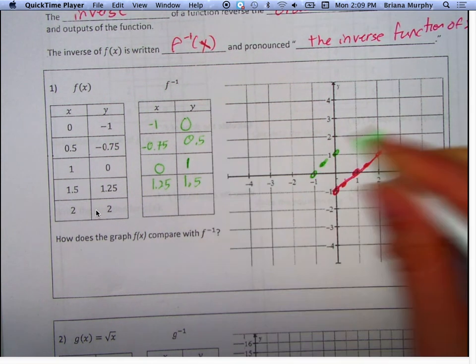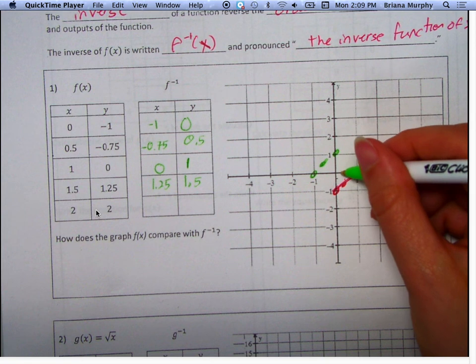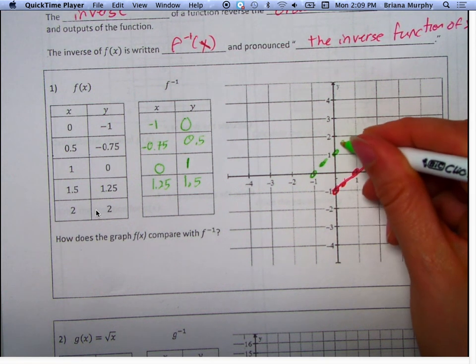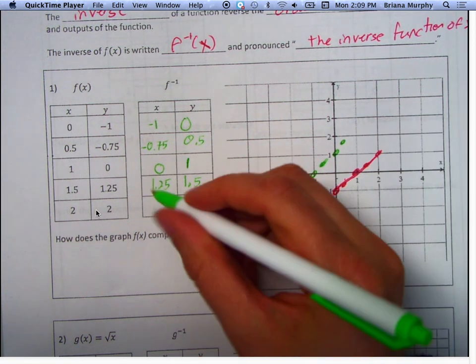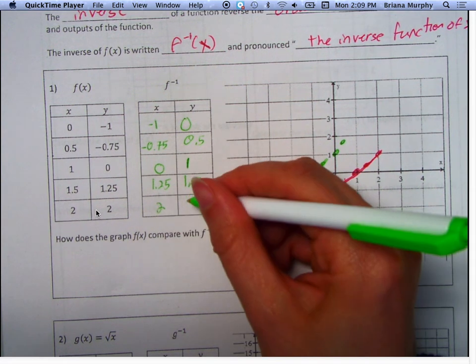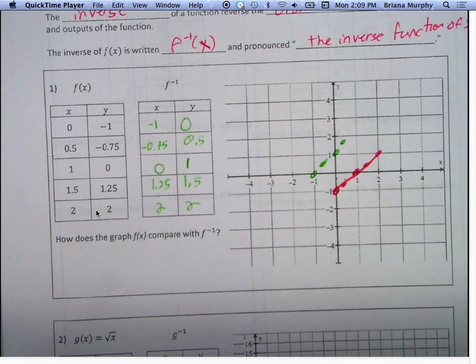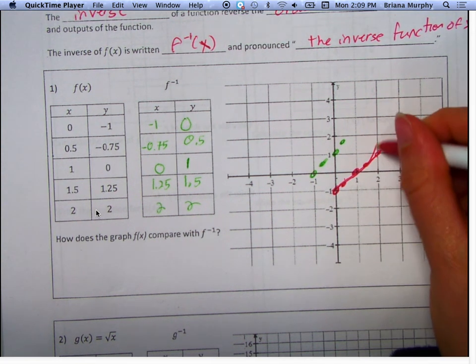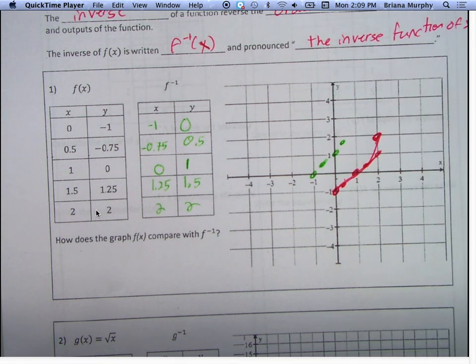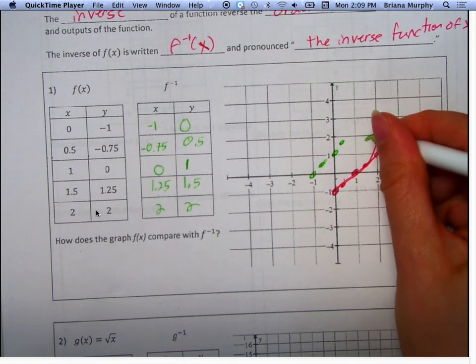As x is at 1.25, it's at 1.5. So at 1.25, I'm at 1.5. And then as x is at 2, y is at 2. Oh, this should be, that's why I'm messing up. This should be 2. Right there. X is at 2, we should be at 2.